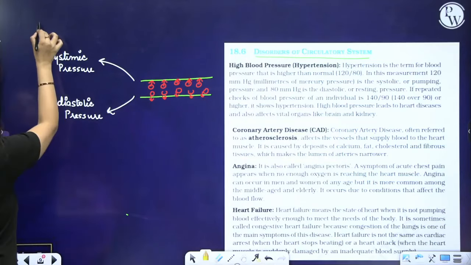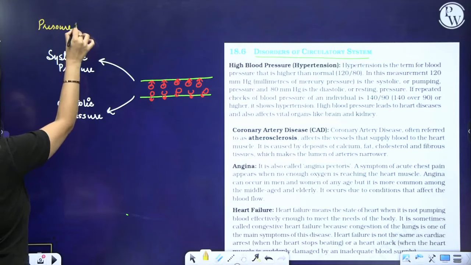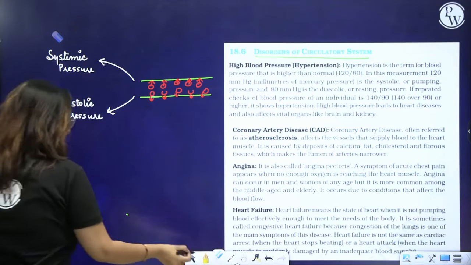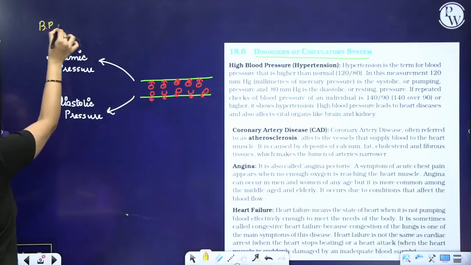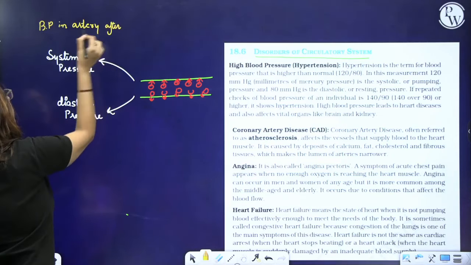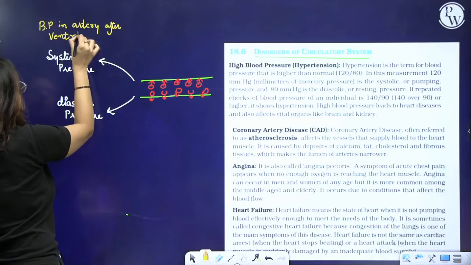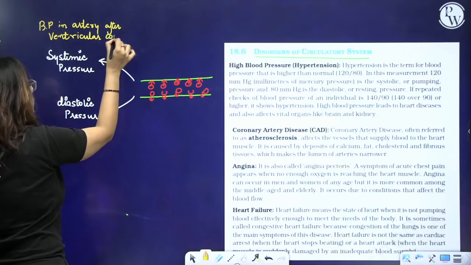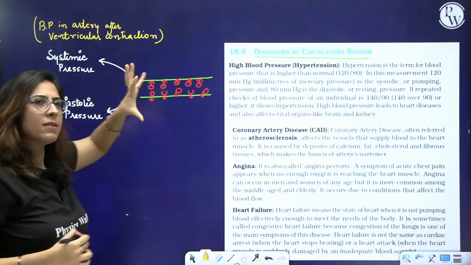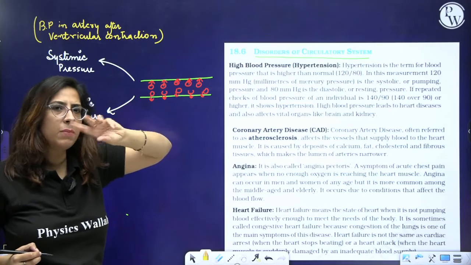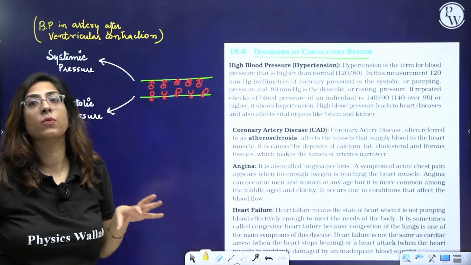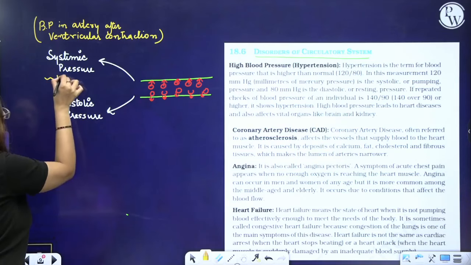Blood pressure in the artery after ventricular contraction. Once there is contraction in the ventricle, the blood which comes out of the ventricle will be present in the artery. So we are talking about that pressure, and that pressure will be high. And what is that pressure? It is around 120 mm of Hg.